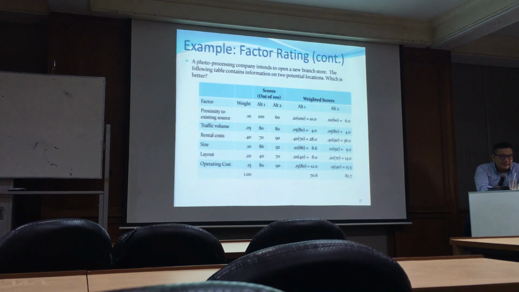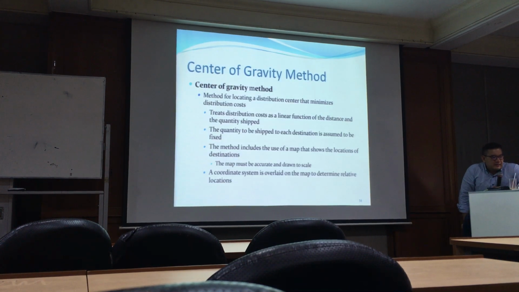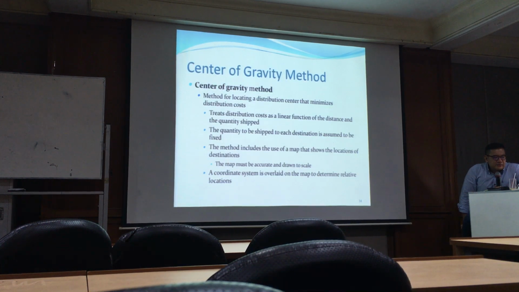But the next one is the calculation method, which is normally used for locating a distribution center, right? In order to minimize the total distribution cost, we call it the center of gravity method. The center of gravity method is just like a method that some of you might have studied in your bachelor degree, if you studied science or engineering.